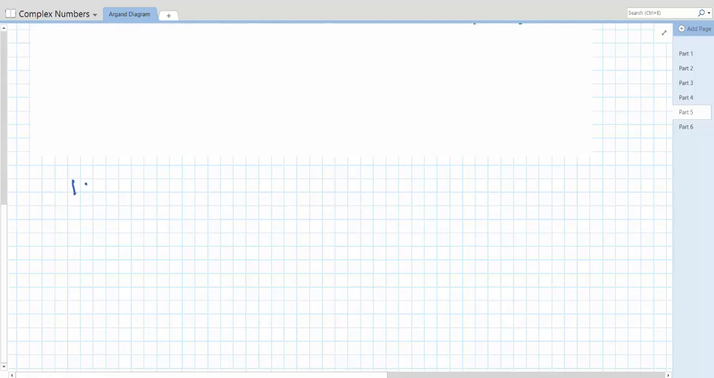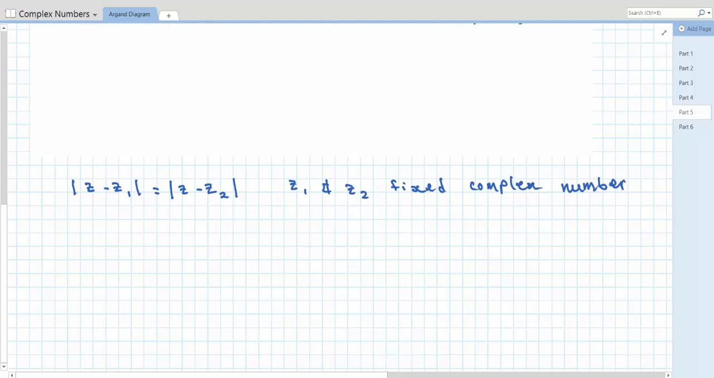Let's look at a case where they've told us that |z - z1| is meant to equal |z - z2|. So z1 and z2 are fixed complex numbers that are given, and z is our point that's resulting in the locus.